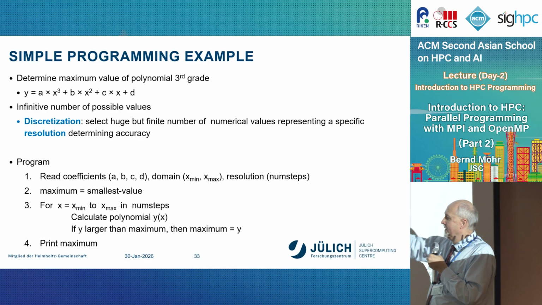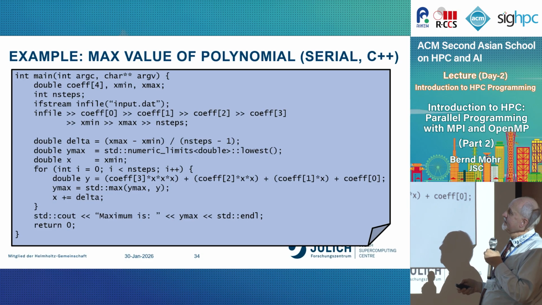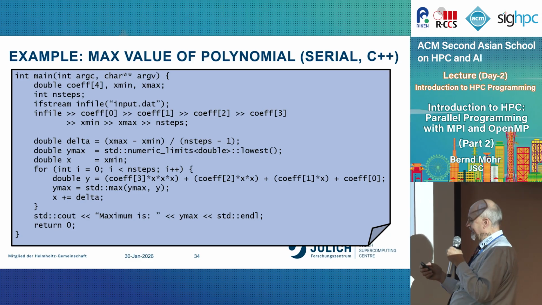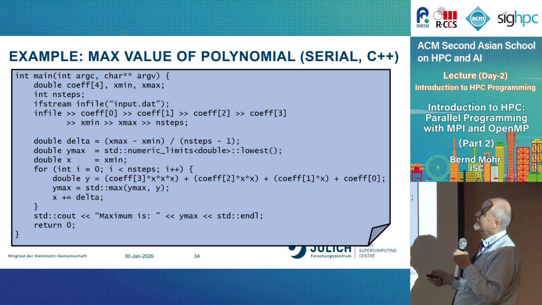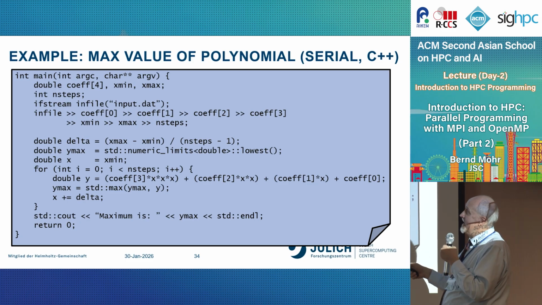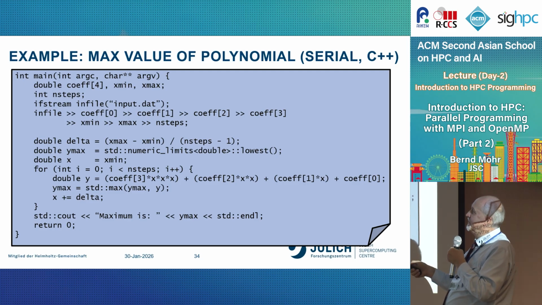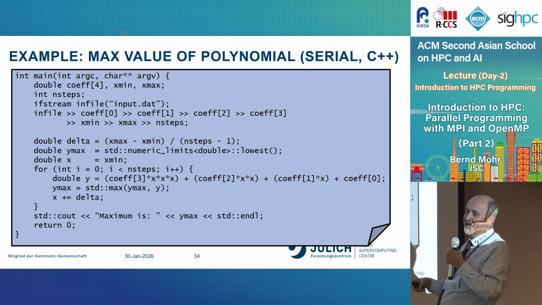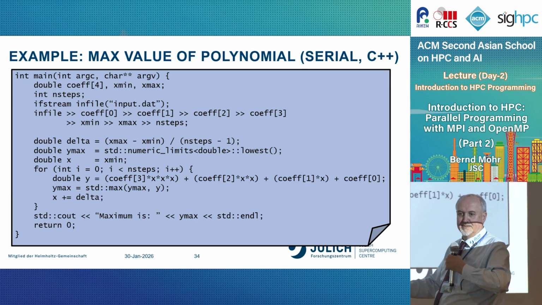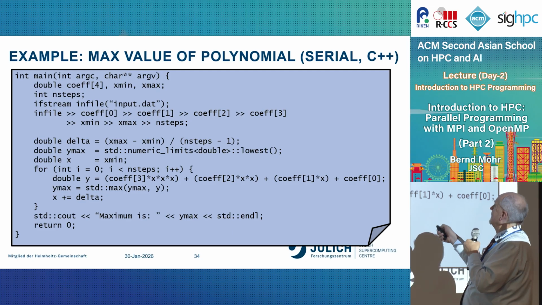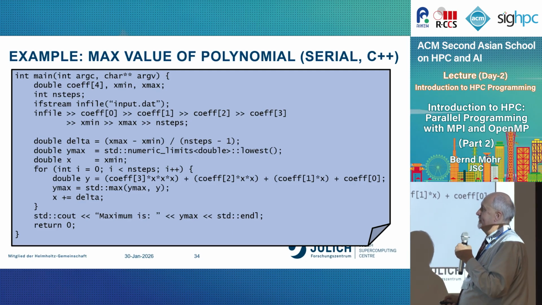I hope you remember. Basically this is C++ or something like C. How would I implement that? I have this A, B, C, D, which is the vector of coefficients. I have xmin, xmax, and the resolution, the number of steps. I put this data in a file, which I called input.dat, and then I read the values from that file.